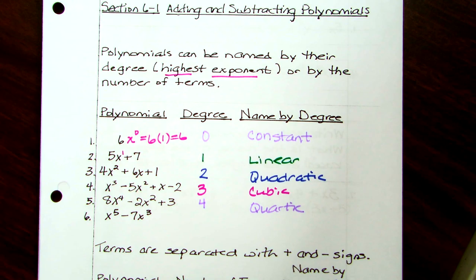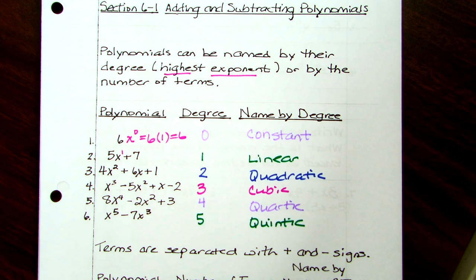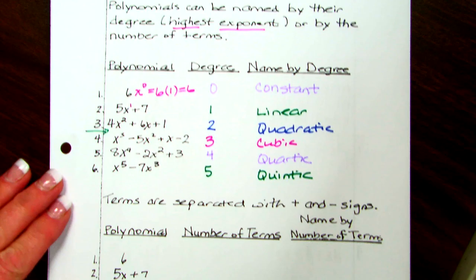And then number 6, the highest exponent is 5, so the degree is 5, and this one's called quintic. And we could keep going, but that's pretty much it. Those will be the ones that you will see in Algebra 2. For us, we will stop with quadratics in this Algebra 1 class. So that is what you call the different polynomials based on the degree.